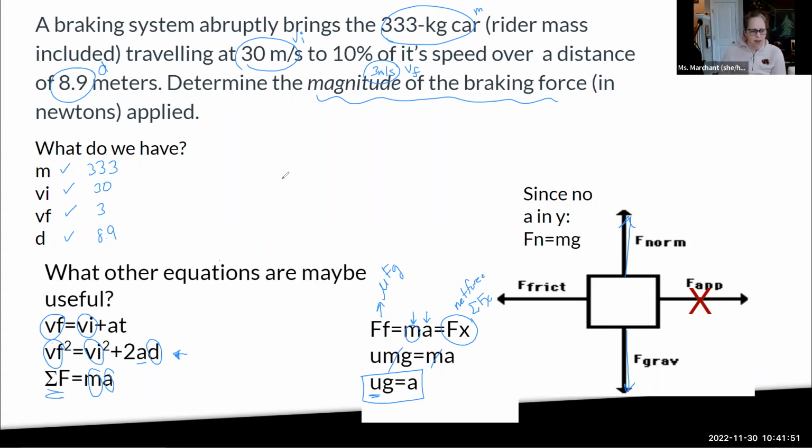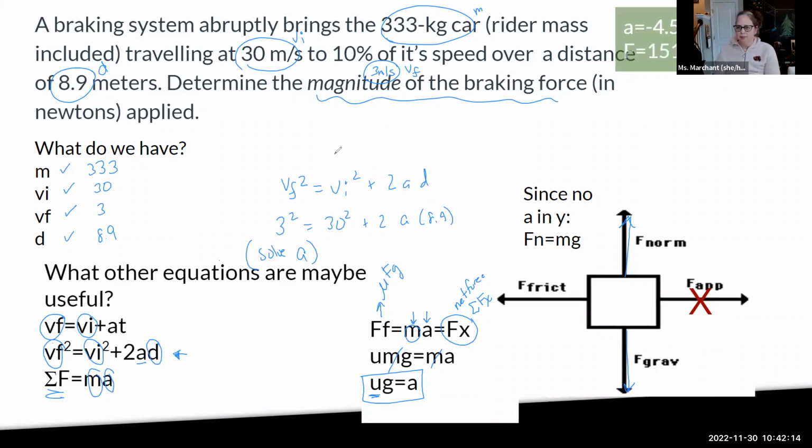So velocity final squared equals velocity initial squared plus 2ad. 3 squared equals 30 squared plus 2a times 8.9. So I'm going to solve that for a. Okay, and then I'm going to multiply that times the mass to find my force.